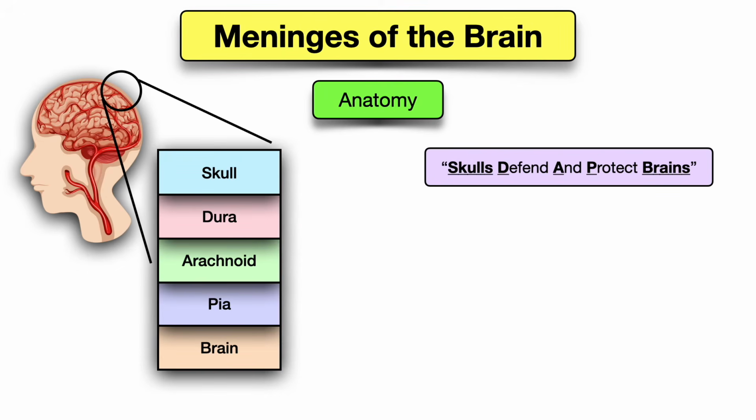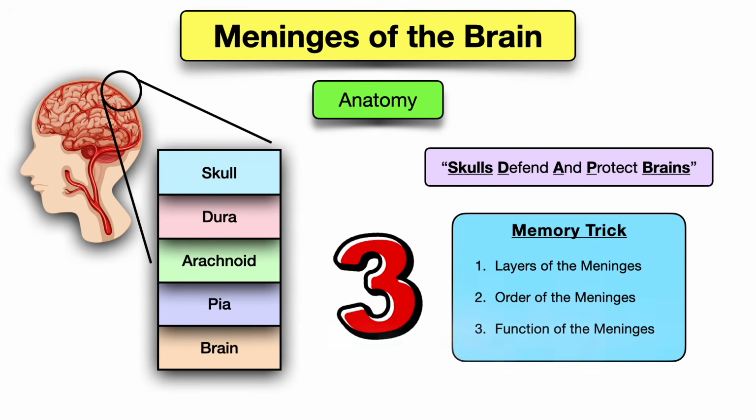Skulls defend and protect brains. This mnemonic tells us three things. First, it tells us the layers of the meninges. Second, it tells us the order of the meninges from the skull to the brain. Finally, it tells us the function of the skull and meninges.